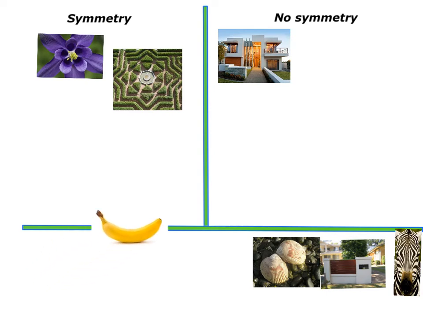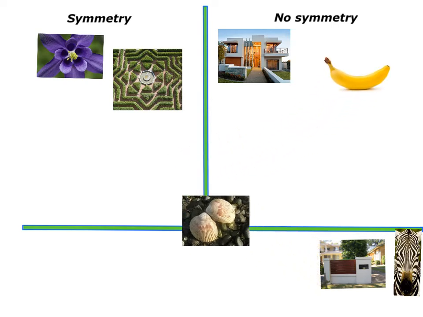Now let's take this banana. I think that there is no symmetry here because this side is not the same as this side, and the top half is not exactly the same as the bottom half, so let's slide it into the no symmetry side.